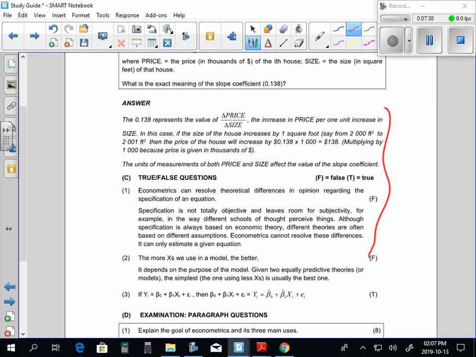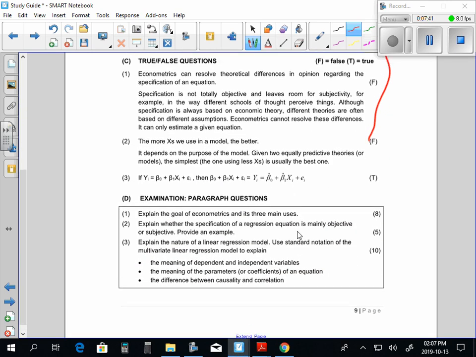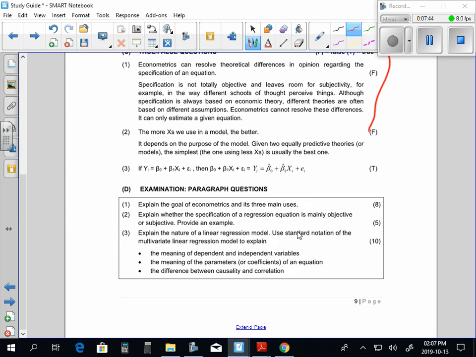So there's a few questions that you are asked in terms of that, and then there's just a part of paragraph questions. So you need to take these paragraph questions seriously, because this is the typical things that you are examined on. You get this a lot in your exam. First one says, explain the goal of econometrics and its three main uses. Explain whether the specification of a regression equation is mainly objective or subjective. Provide an example. Explain the nature of a linear regression model. Use standard notation. And explain meaning of dependent and independent parameters, difference between causality and correlation.